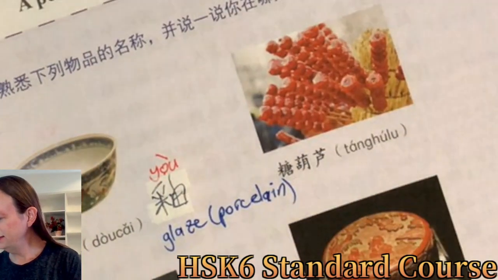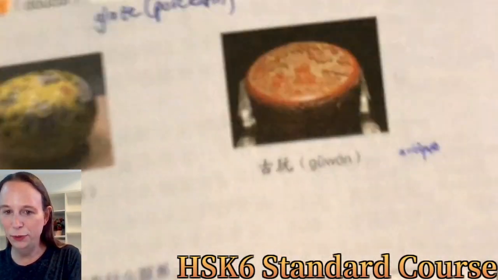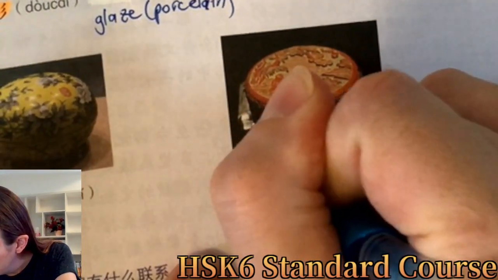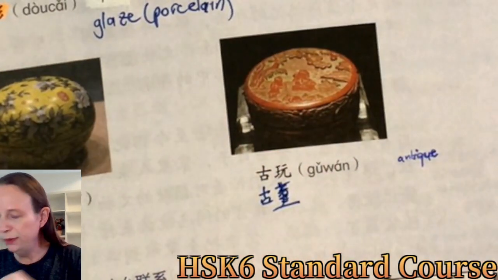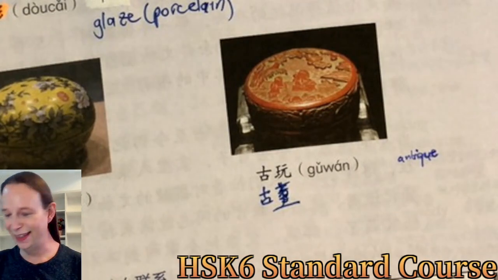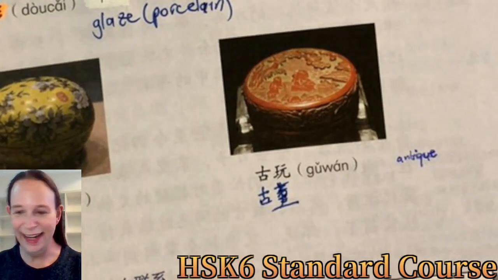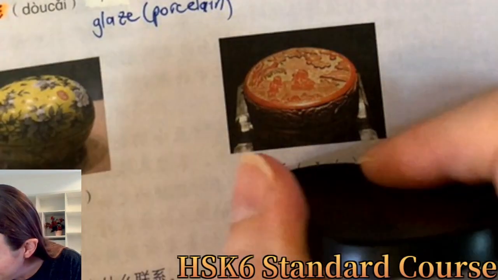古玩, as opposed to 古董. 古董, my dong is gigantic. My gu is tiny. I'll write the gu again.